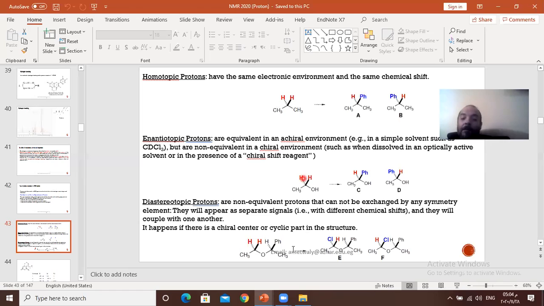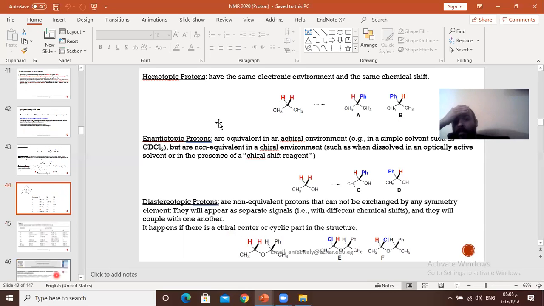The difference is here. If you have this methylene group and on the same compound you have another chiral center, these two protons are not the same. These two protons are called diastereotopic protons. Diastereotopic protons do not appear at the same chemical shift. Each of these protons will have its own chemical shift, and they will affect each other and split each other also. So you have to make sure about this one.